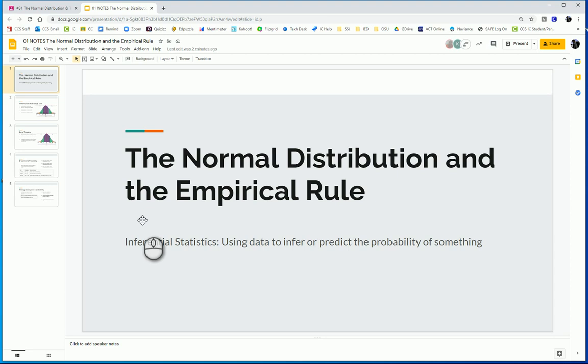And our previous sections have focused mainly on describing the data, what its shape is, what its average is, how it's distributed, how it's spread out, if it's skewed left or right. All of that is part of a section of statistics called descriptive statistics. And now we're getting into inferential statistics, where we use data to infer or predict the probability of something.